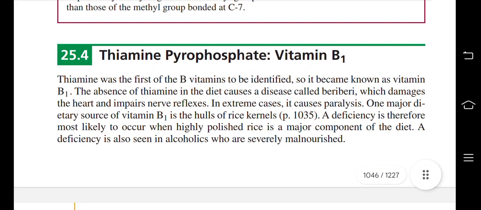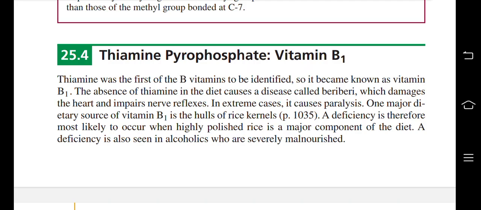Thiamine pyrophosphate, vitamin B1. Thiamine was the first of the B vitamins to be identified, so it became known as vitamin B1. The absence of thiamine in the diet causes a disease called beriberi, which damages the heart and impairs nerve reflexes. In extreme cases, it causes paralysis.